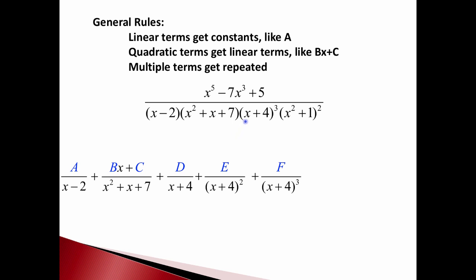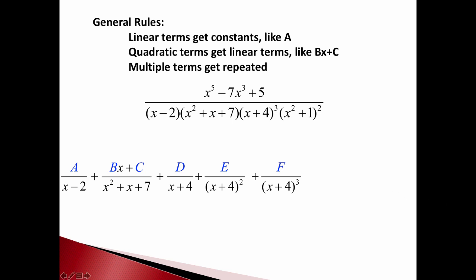If you have a linear term, and there's lots of them, say there's three of them, you have to repeat it three times. A d over x plus 4, an e over x plus 4 squared, and an f over x plus 4 cubed. So notice it's not the same x plus 4 every time. It's an x plus 4, an x plus 4 squared, and an x plus 4 cubed. Okay? So at this point you go, why?